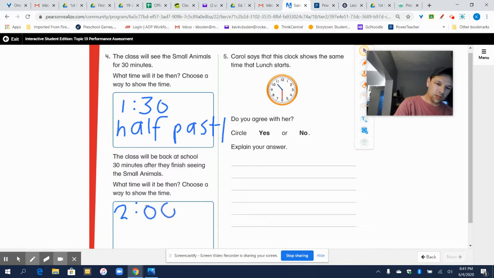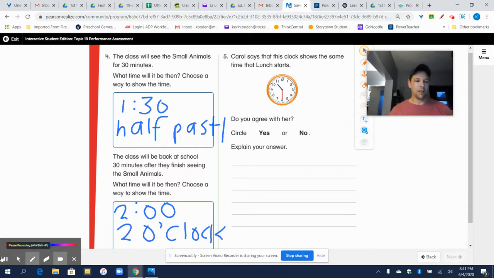So I'm going to write 2 o'clock. The hour hand was on the 2. The minute hand was on the 12 for the o'clock. And I'm going to write 2 o'clock. Great job. Finish writing that neatly, and I'll see you on number 5 in about 30 seconds.